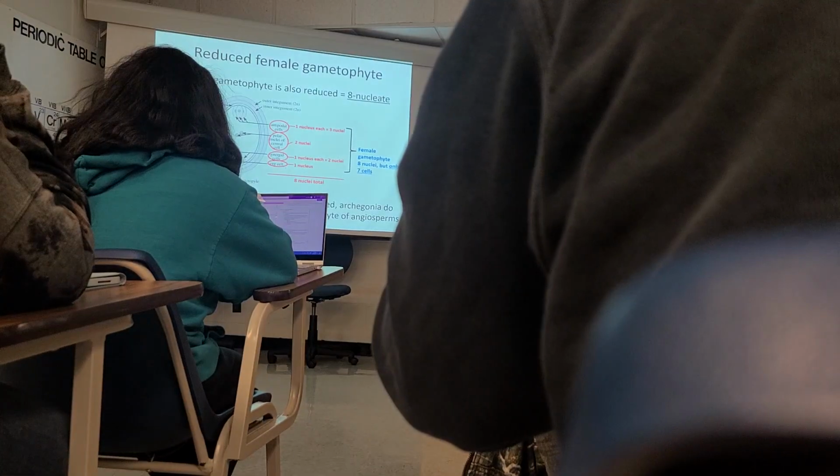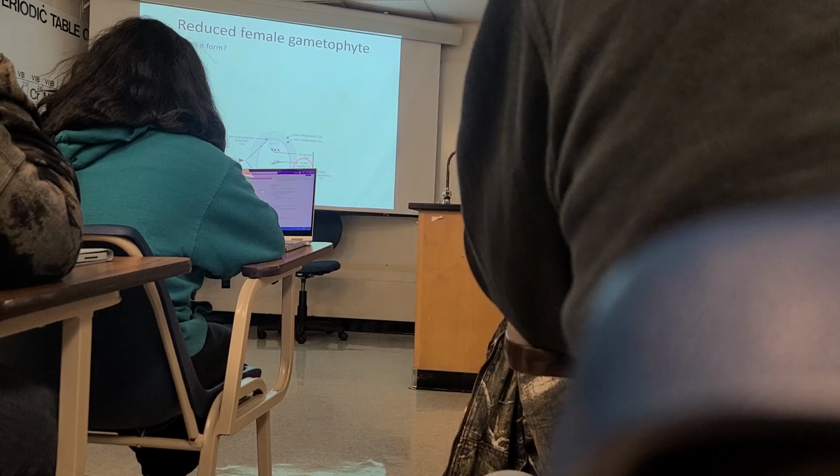And these gametophytes are so reduced that the angiosperms have actually lost the archegonia feature because it can't form in such a small structure like this. But the ancestor did have that. So here's how it forms. This is what we were just starting to get into.